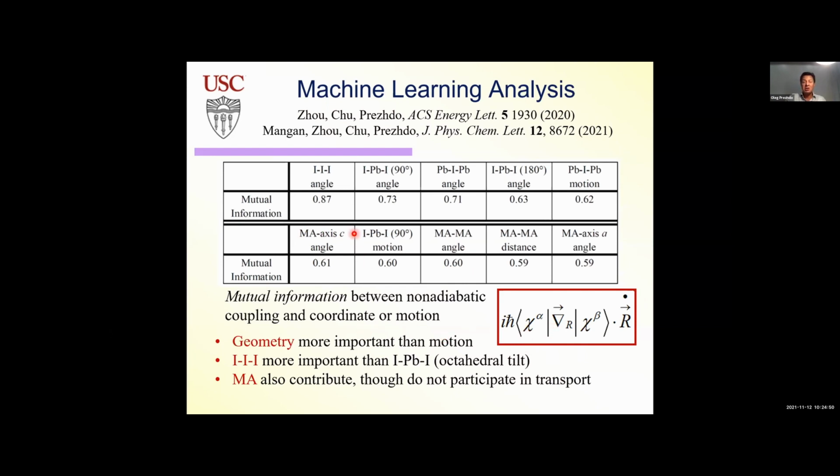What also is interesting is that we identified this angle, iodine angle, that has the highest correlation with the non-adiabatic coupling and with the band gap. But people in this field usually talk about iodine angle. So we identified a new angle that's even more important.